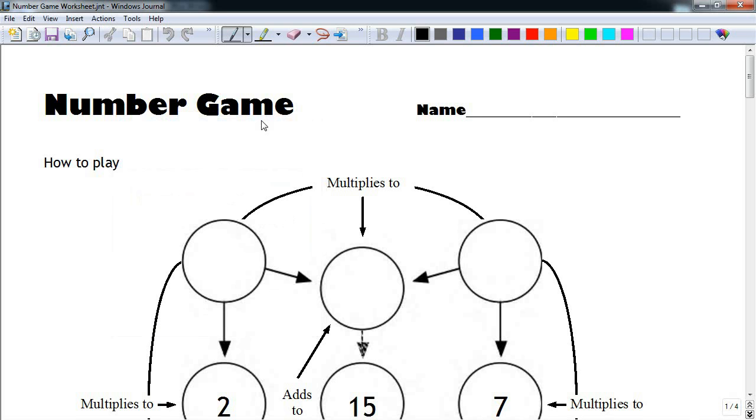Now, the number game is like the diamond puzzles. The number game is a tool that we can use to help us factor quadratics. I'll show you how to do that tomorrow. For the moment, just play along and learn how this works.